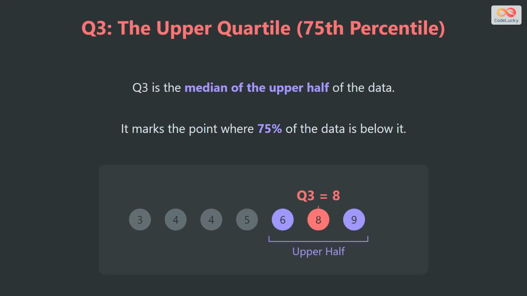Similarly, Q3, or the upper quartile, is the median of the upper half of the data. It marks the point where 75% of the data is below it, leaving only the top 25% above.